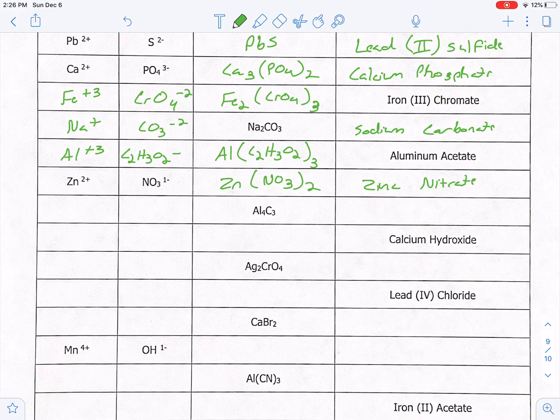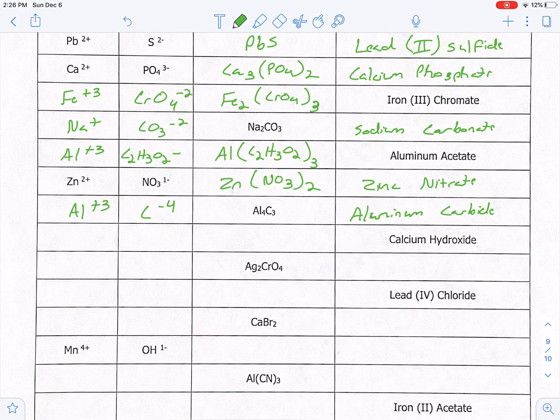Al4C3. Okay, so carbon on your periodic table has a charge of -4. Okay, and aluminum has a charge of +3. You could do the reverse crisscross there if you wanted to. I usually just look at the periodic table. So this would just be aluminum carbide. Okay, aluminum is always stuck at +3, so it did not need a Roman numeral.